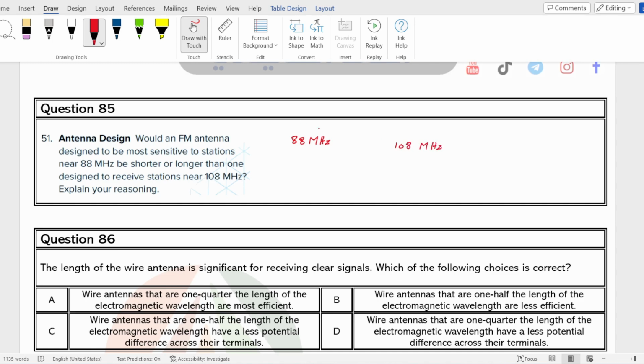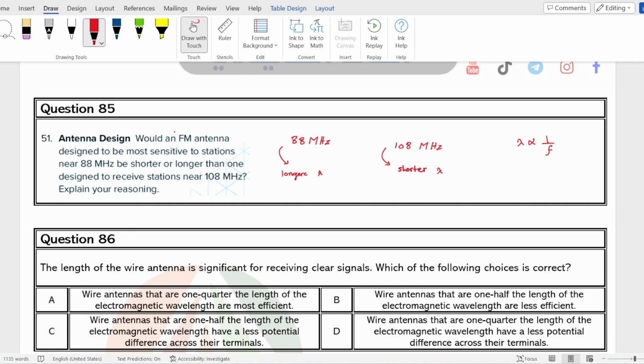And we know that the greater the frequency is, the shorter the wavelength. So this will have a longer wavelength, and this will have a shorter wavelength. Why? Because if we keep c constant, we should know that lambda is inversely proportional to the frequency. If we increase the frequency, the wavelength will decrease, and vice versa. According to that, which one will be shorter and which one will be longer?